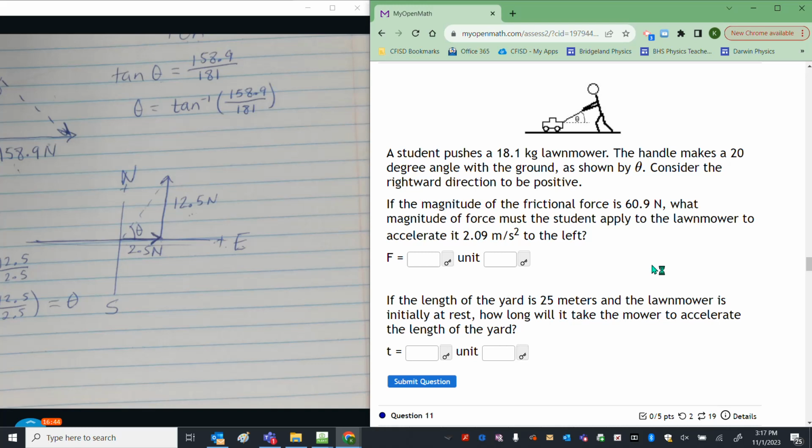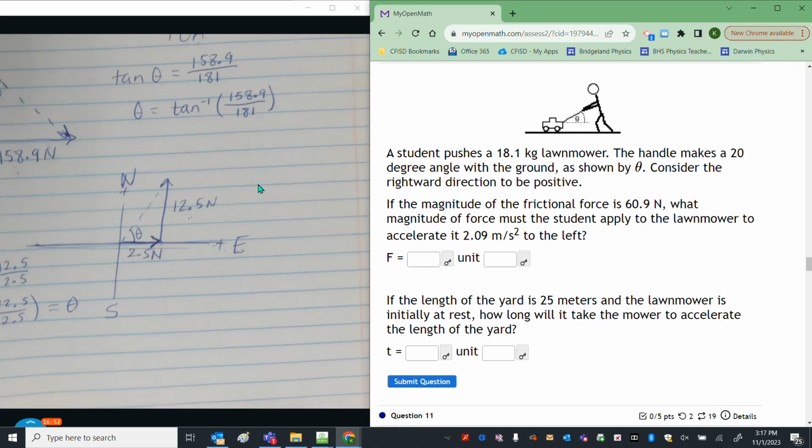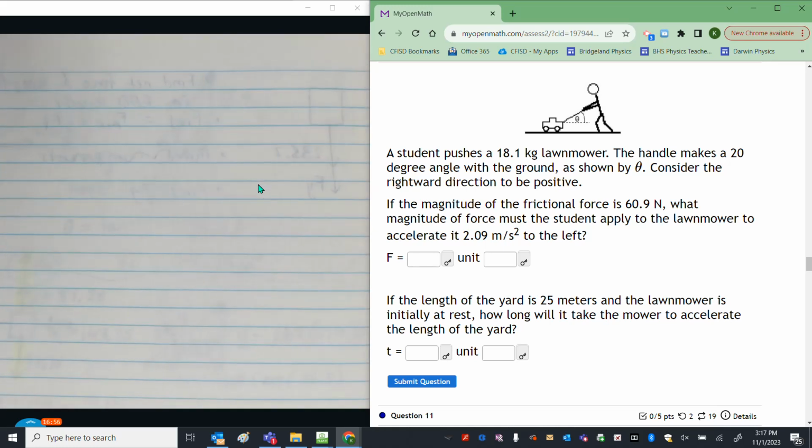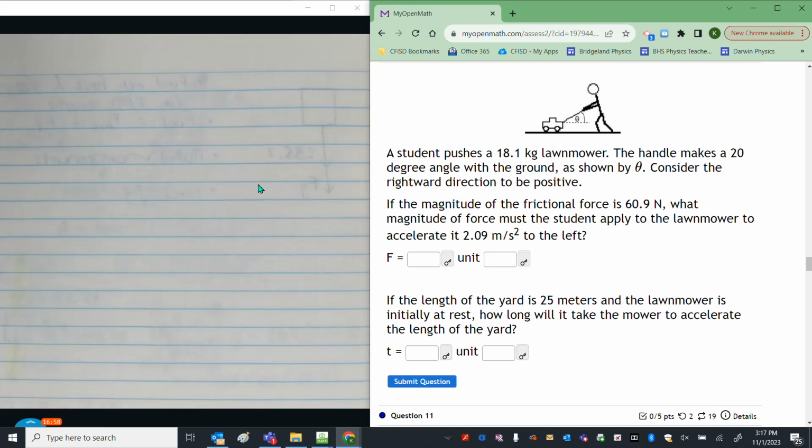Question 10. Question 10 says a student pushes an 18.1 kilogram lawnmower. The handle makes a 20-degree angle with the ground as shown by theta. Consider the rightward direction to be positive. If the magnitude of the frictional force is 60.9 newtons, what magnitude of force must the student apply to the lawnmower to accelerate it 2.09 meters per second squared to the left?